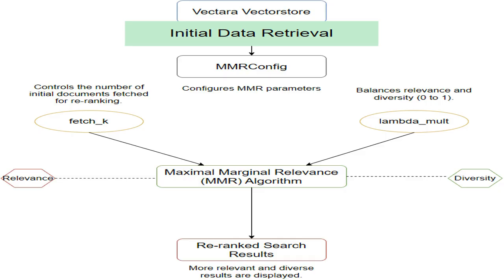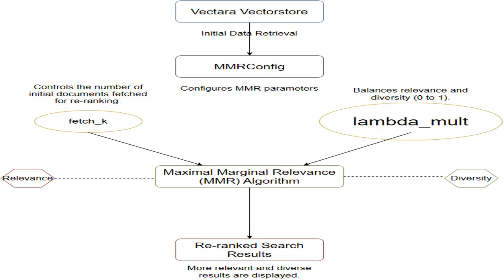Fetch_k refers to the number of documents retrieved from the vector store before the MMR algorithm is applied to re-rank and select the final results. Think of it as the initial pool of candidates from which MMR chooses the best and most diverse set. A higher fetch_k gives MMR more options, but also increases computational cost.